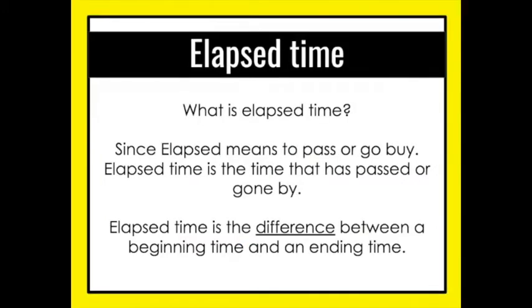All right, let's move on to elapsed time. What is elapsed time? Since elapsed means to pass or go by, elapsed time is the time that has passed or has gone by. Elapsed time is the difference between a beginning time and an end time.